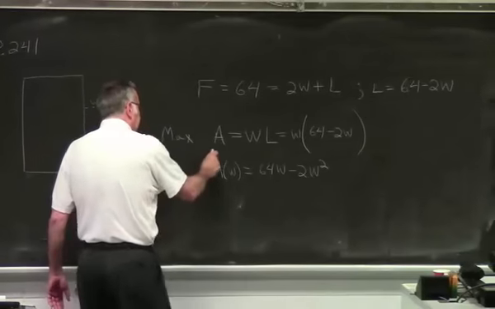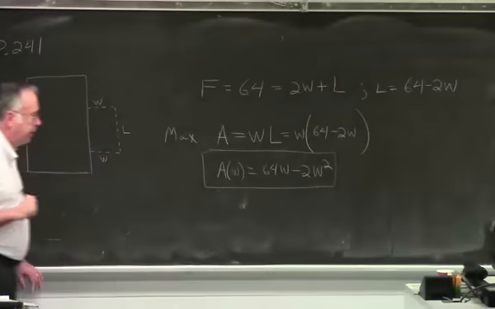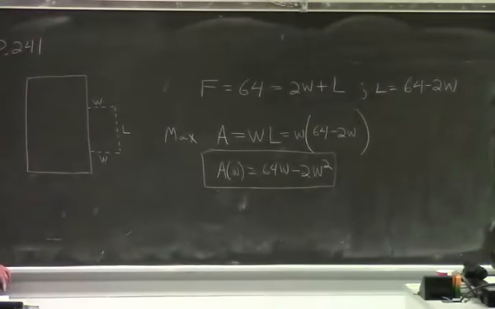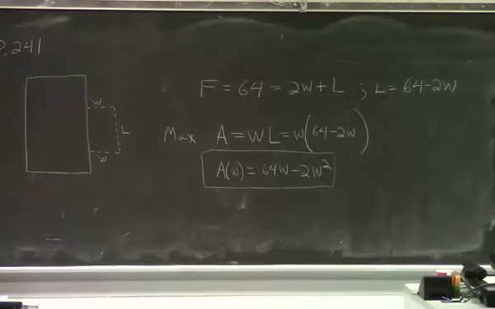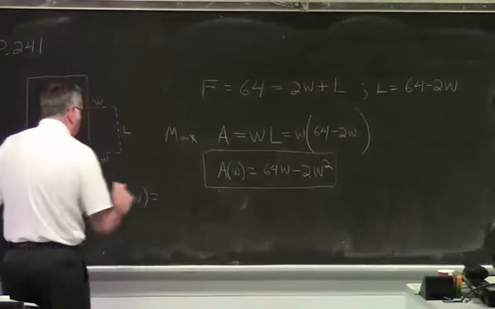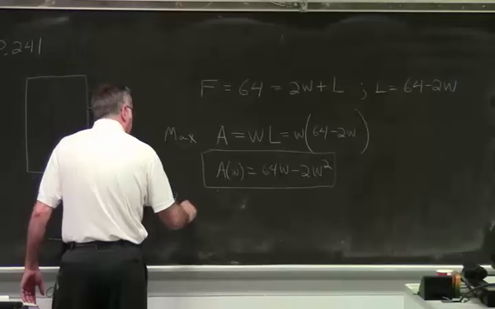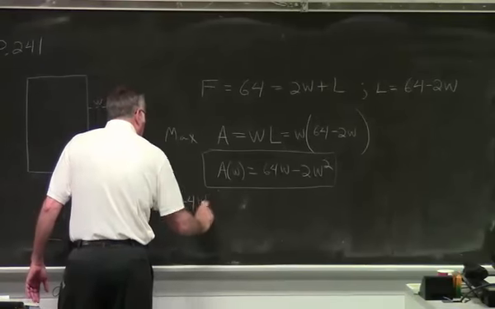Now this is our objective function. That's the thing we're trying to maximize. This is the difficult part of the problem. Because once you've got the objective function, then what do you do, David? Yeah, take the derivative. And what is A prime of W here? Right, 64 minus 4W. And what do we do with that, David?